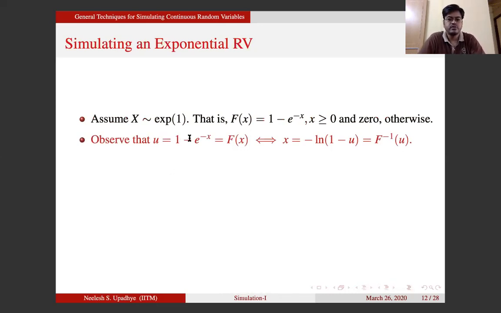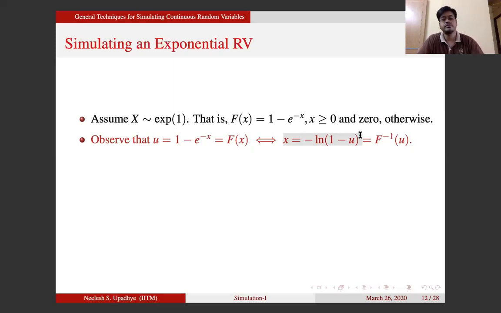U is equal to 1 minus e raised to minus x. This number is always between 0 and 1, so U is always between 0 and 1. Now, if I want to use the inverse transform technique, then I need to find the inverse of this F, which essentially reduces to putting e raised to minus x on one side and writing e raised to minus x is equal to 1 minus U. The inverse of exponential is natural log. That forces me to give X is equal to minus ln of 1 minus U.